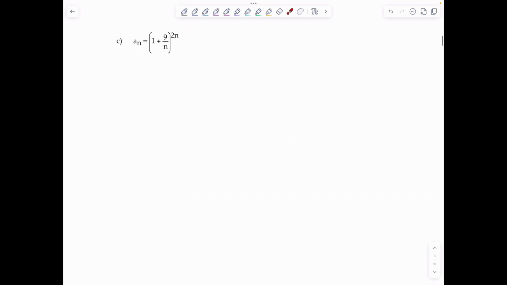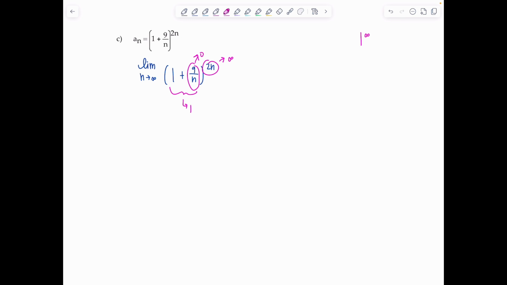Okay, here's another one. a_n equals (1 plus 9 over n) raised to the 2n. So let's see what's going on here. When you're finding the limit of a sequence, you always just take the limit as n goes to infinity. So as n gets large, 9 over n is going to 0, so my base is approaching 1. And 2 times n is going to infinity. And 1 to the infinity is another indeterminate form. Oh no. So what technique can we use here?